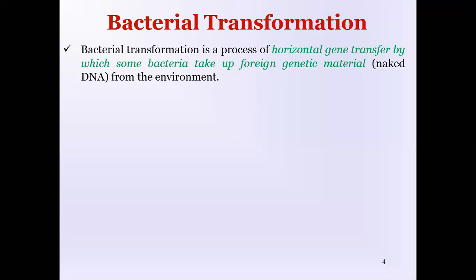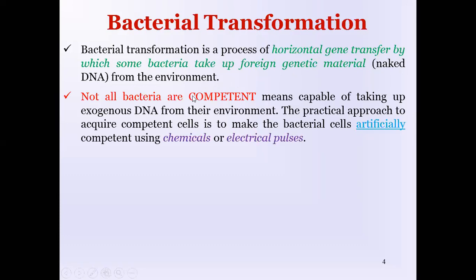Okay, now next: bacterial transformation is a process of horizontal gene transfer. So we are talking about bacterial cell transformation. Bacterial cell transformation is a process of horizontal gene transfer by which bacteria take up foreign genetic material from the environment. So it is not vertical gene transfer, it is horizontal gene transfer, and not all bacteria are competent. That means that not every bacterium can take up the DNA.